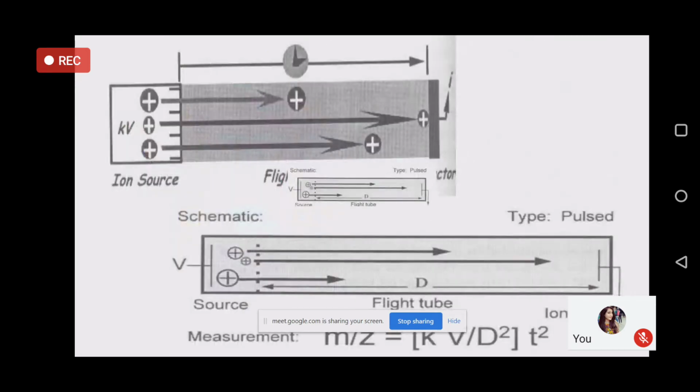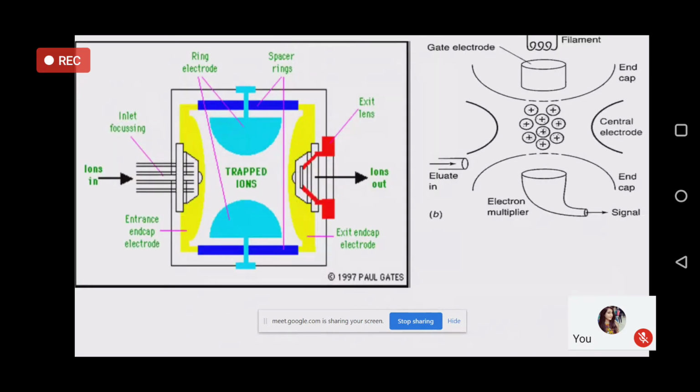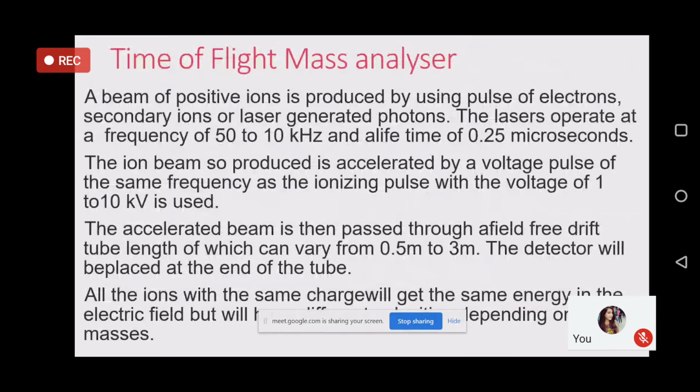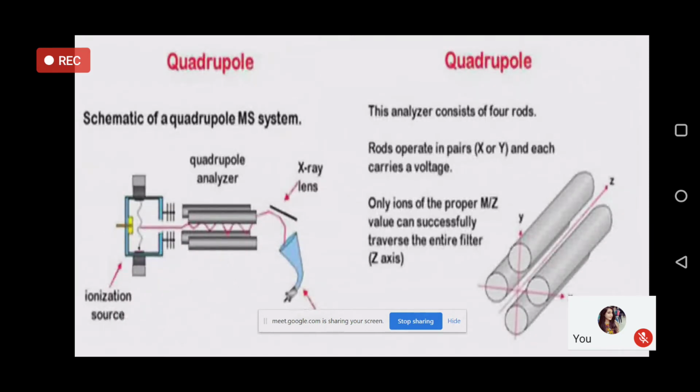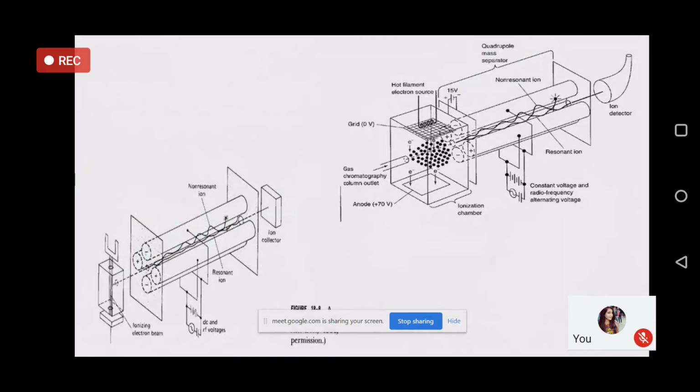Sorry, one particular M by Z, and that particular M by Z is able to move unchanged, as you can see over there, through the quadrupoles and reach the collector electrode through the slit. And all others get deflected from their path and hence they are eliminated.